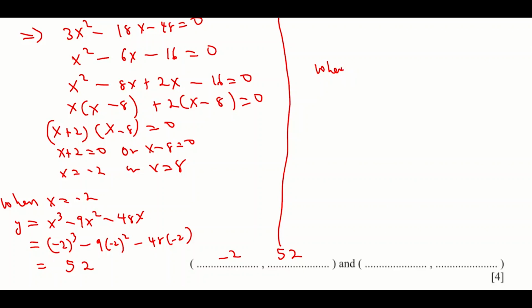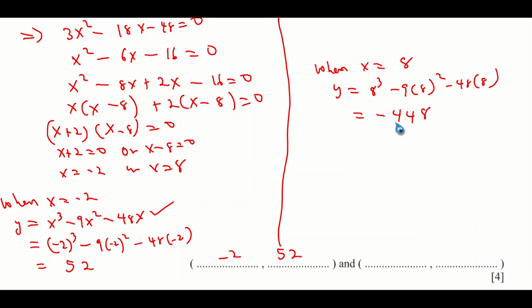So when x equals 8, y will be equal to, let's substitute into this equation again. So y will be equal to 8 cubed minus 9 into 8 squared minus 48 into 8. You can input this into your calculator straight away and you'll get minus 448. So that means you have 8 comma minus 448. So that will be the coordinate of the turning point.